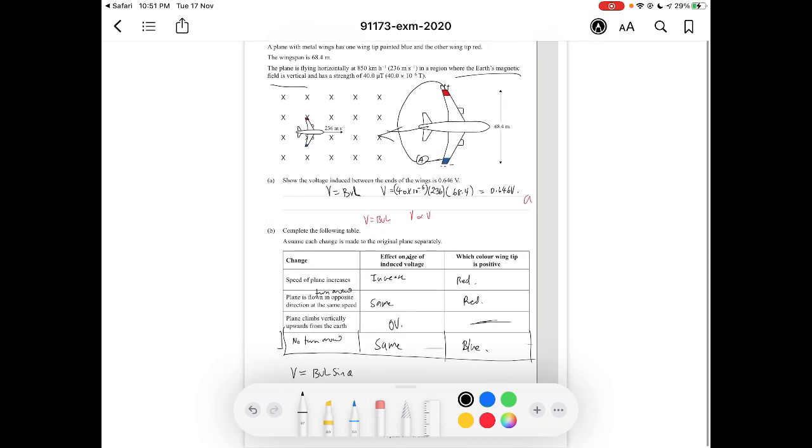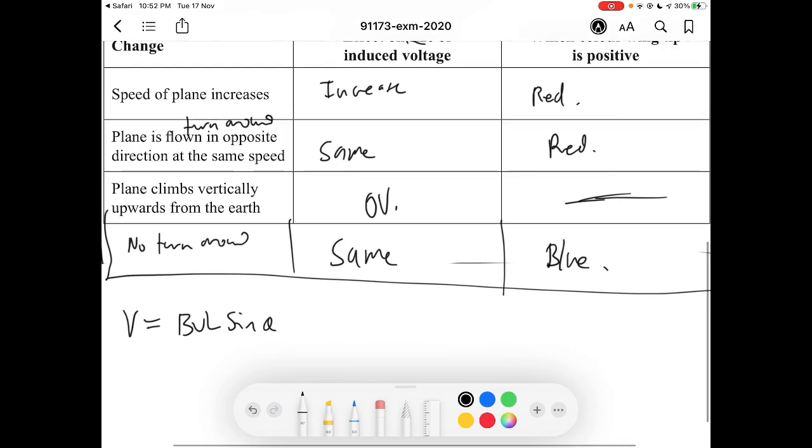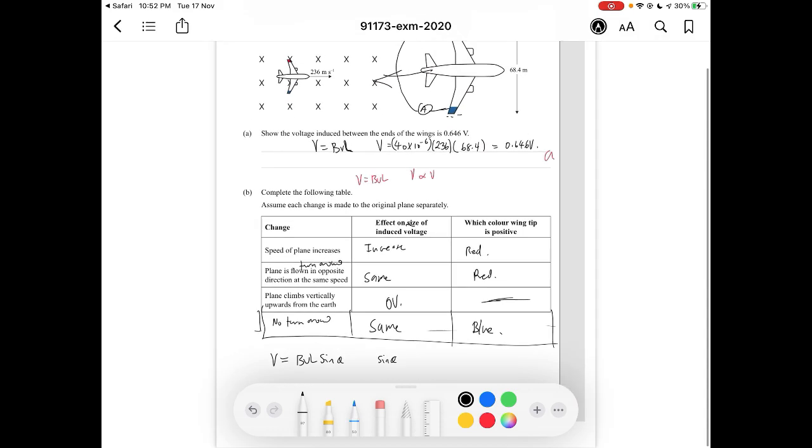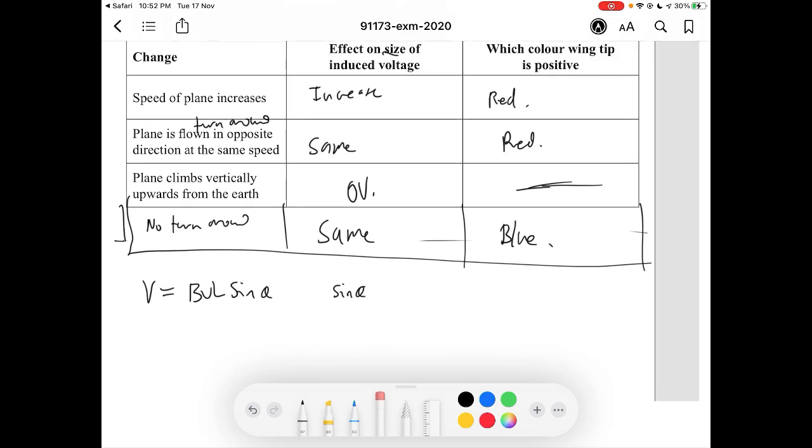Alright, so the voltage induced is actually BVL sine theta, where theta is the angle that the plane makes with the magnetic field lines, since we have to take the perpendicular component of the velocity when finding the induced voltage. We need the component of the velocity that's perpendicular to the magnetic field lines, so we add the sine theta. If the plane is flying perpendicular to the magnetic field lines, like it's doing now, that's a 90-degree angle, and sine of 90 is 1. So V equals BVL sine 90, which just equals BVL, so we don't write the sine theta.